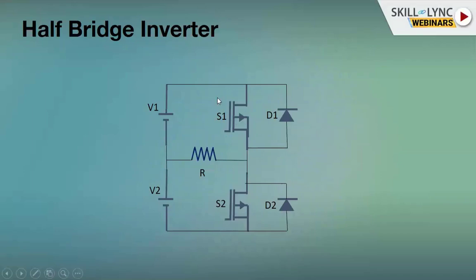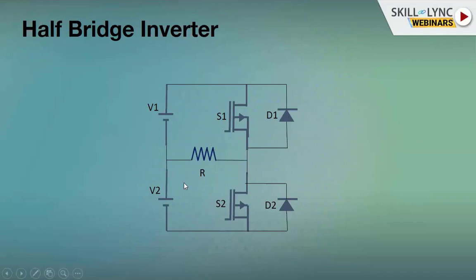We can assume that they are of the same magnitude, 12 volts itself. And there are two switches, S1 and S2. This symbol indicates that we have used MOSFET. And there is an anti-parallel diode connected, which would not be of use in a resistive load, but when it is an RL load, it would be of much use. So let us see the working of this particular half bridge inverter.